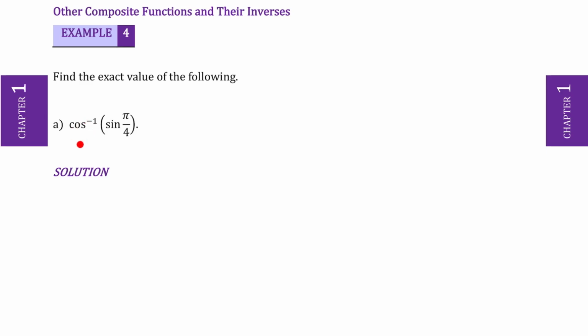Inverse cos composed with sine pi over 4. So you need to be very careful. The first step is always to solve for the inside function first. The tip to solve something like this is first you need to focus on the inner function, then you can focus on the outer function. So let me show you here.